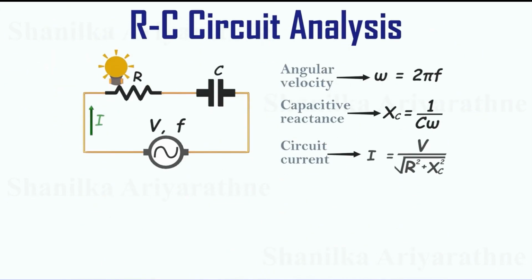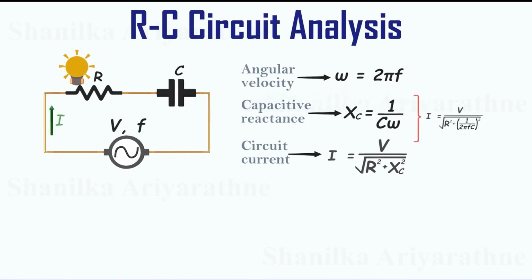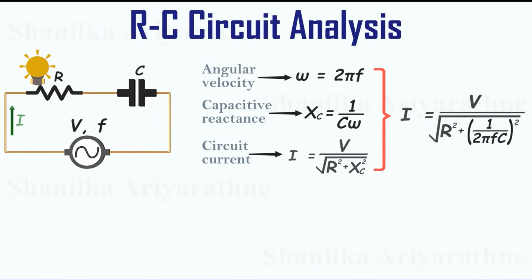For circuits containing resistance and capacitance, we already derived the full current equation in a previous video. So if you're not familiar with that derivation, you may want to watch that lesson first. By replacing angular frequency omega with 2 pi f, we get the capacitive reactance equation.